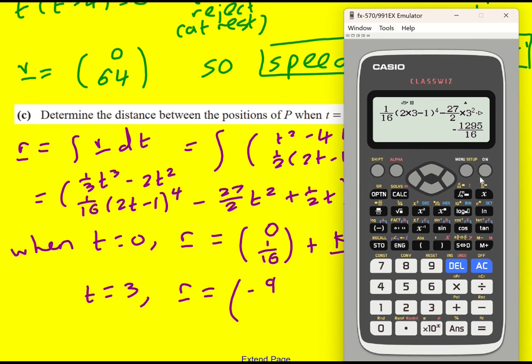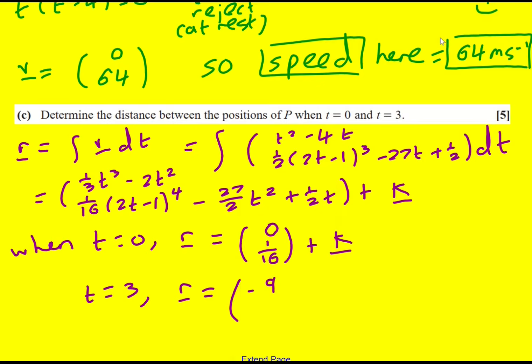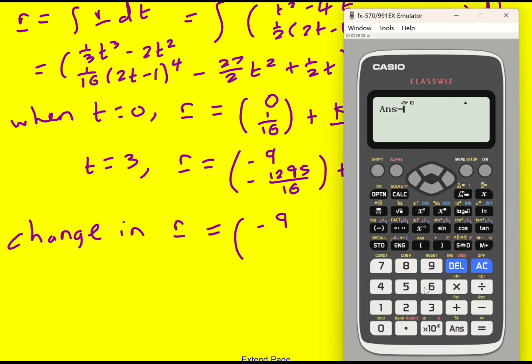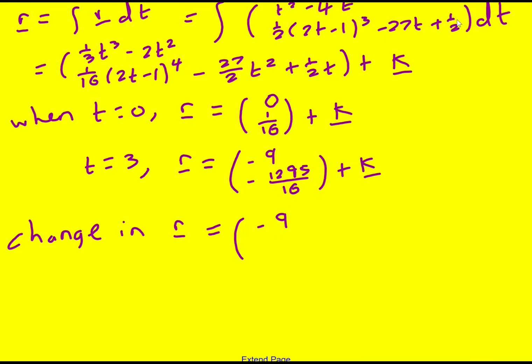Okay, and here I get minus 1295 over 16, plus k. And the change in r is therefore going to be the second one minus the first one. I'm going to get minus 9. And then I need to do this answer minus 1 over 16, which gives minus 81. Hey, that's nice. And the k's cancel.